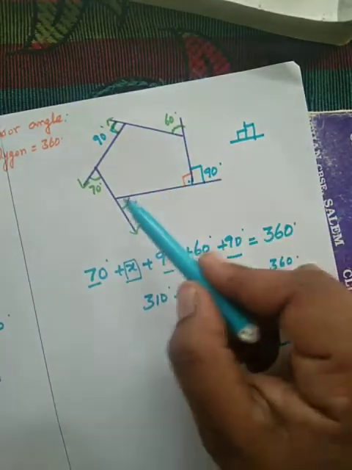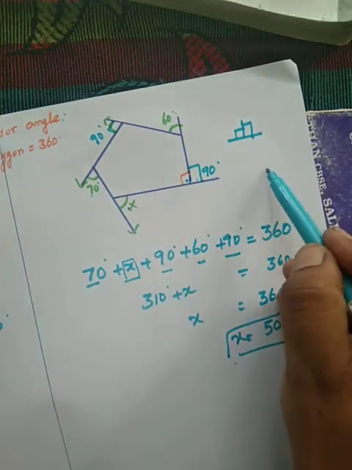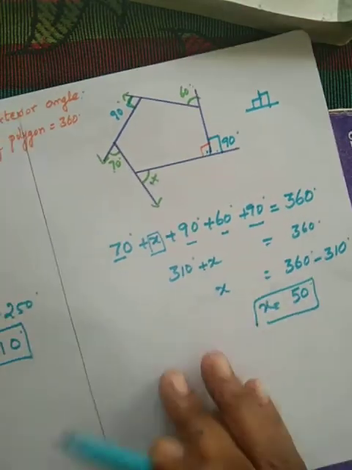You can check, children. So 50, 90, 60, 90 and 70. You add and see, the addition will be exactly 360 degrees.